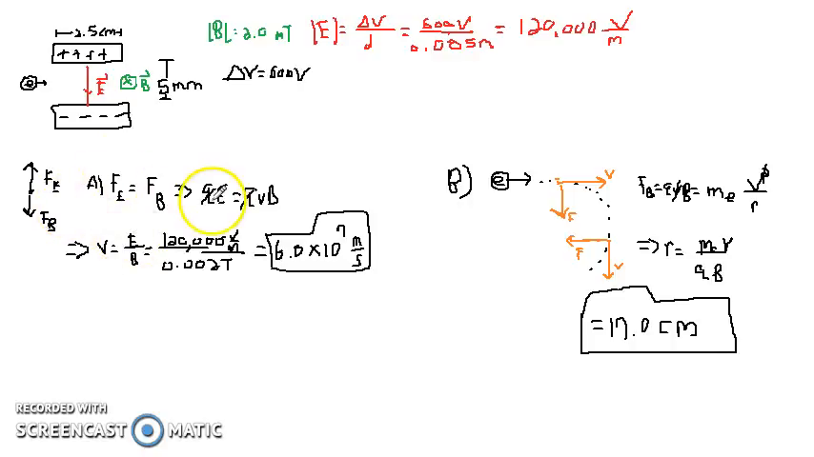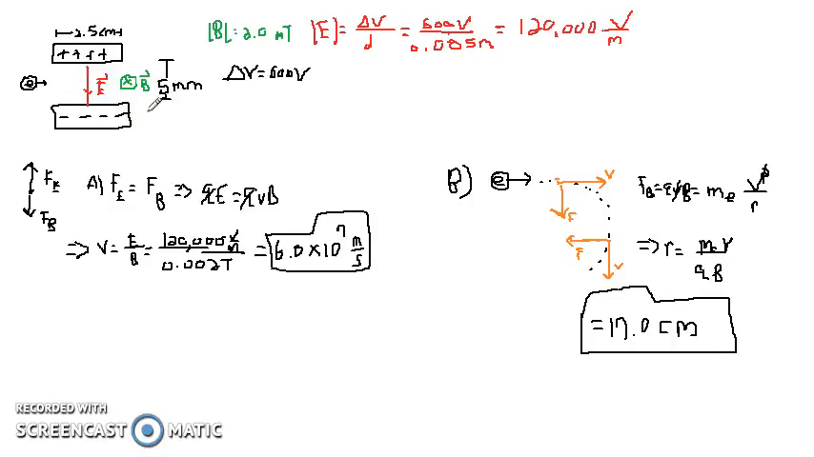Well, I can set my two forces equal to each other since it is passing through undeflected. So the electric force equals the magnetic force. So therefore I have qE equals qvB, and my velocity equals the electric field over the magnetic field, which is 120,000 volts per meter over 0.002 Tesla, which gives me 6 times 10 to the 7th meters per second for my velocity.